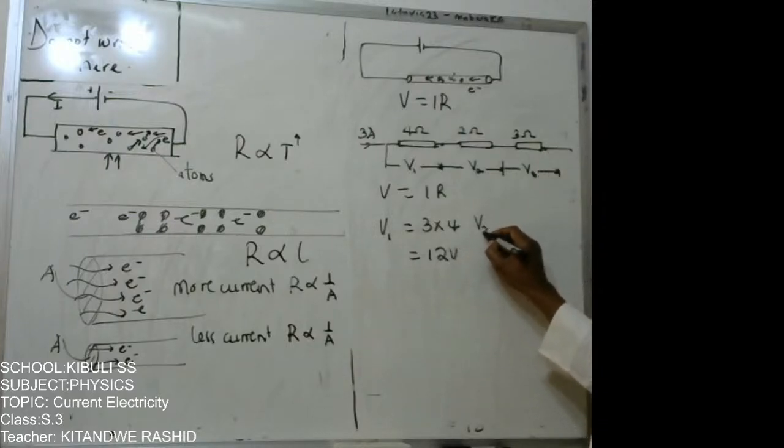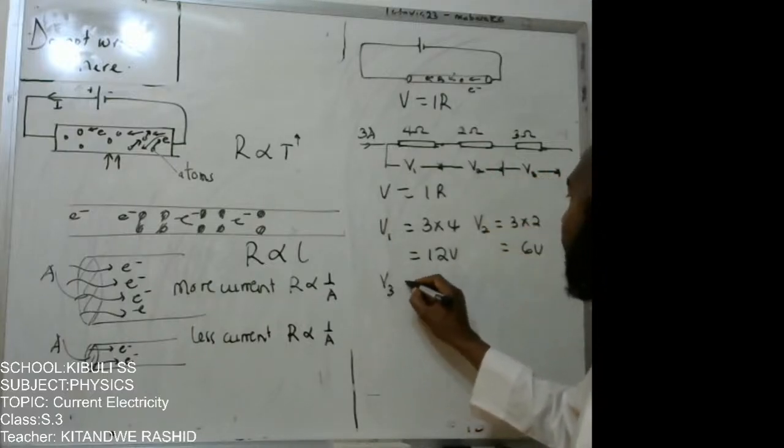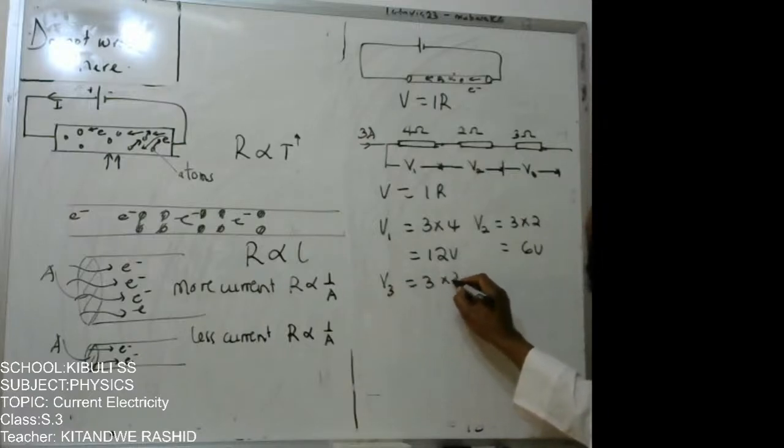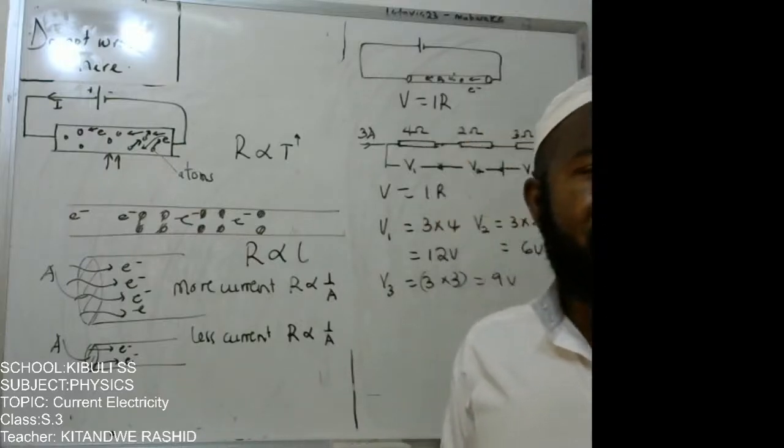V2, I is 3, resistance is 2. This one gives 6 volts. V3, I is equal to 3, resistance is 3, and that one gives 9 volts. And that is the answer, short and precise.